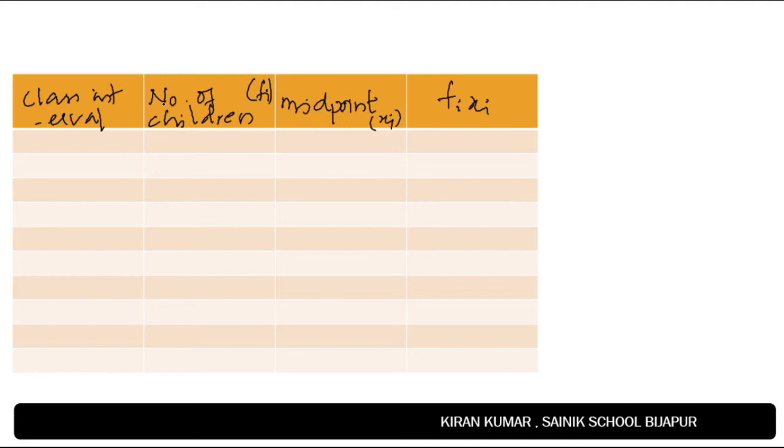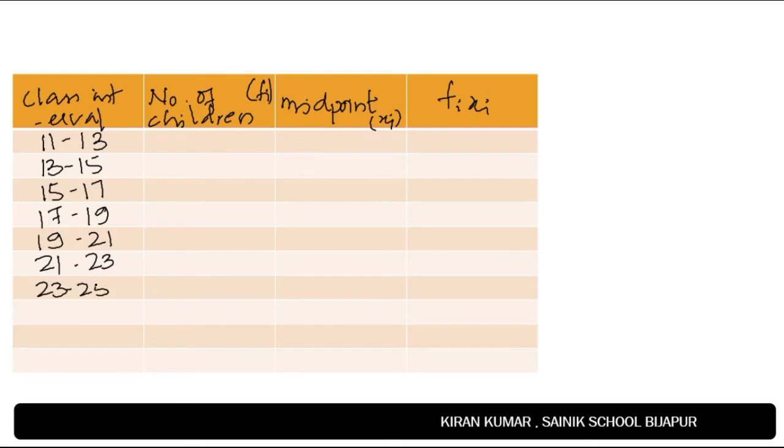The class intervals are 11 to 13, 13 to 15, 15 to 17, 17 to 19, 19 to 21, 21 to 23, 23 to 25. And the number of children, 7, 6, 9, 13, f, 5 and 4.